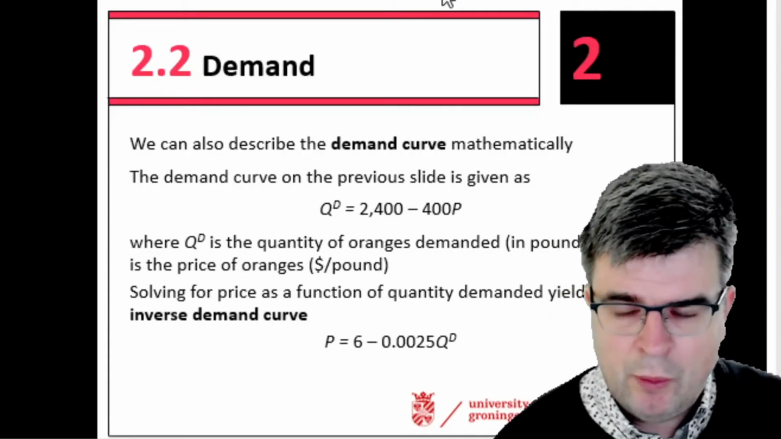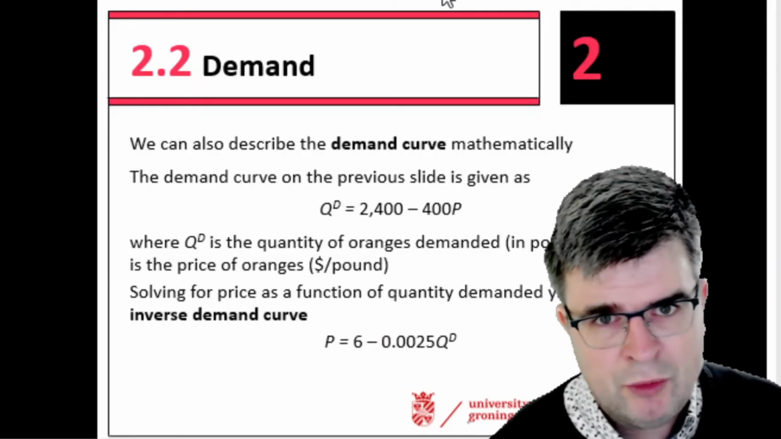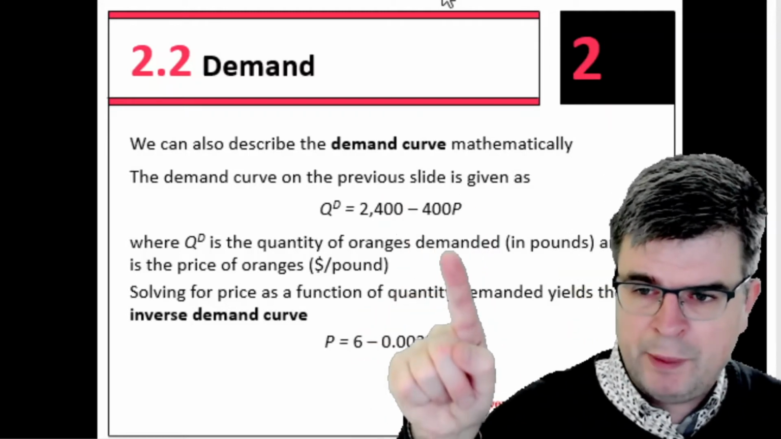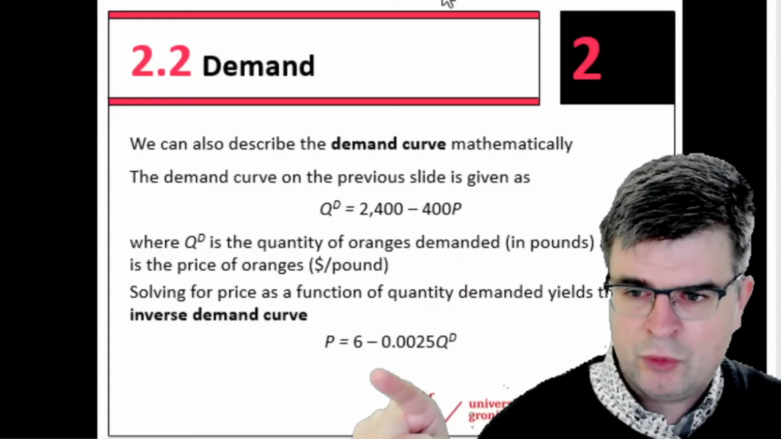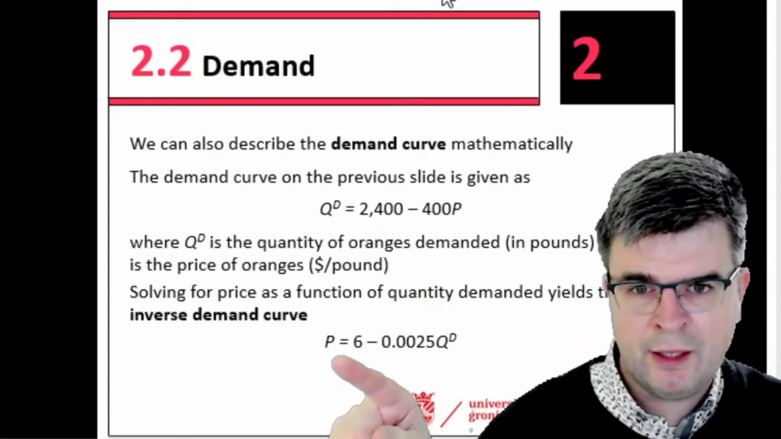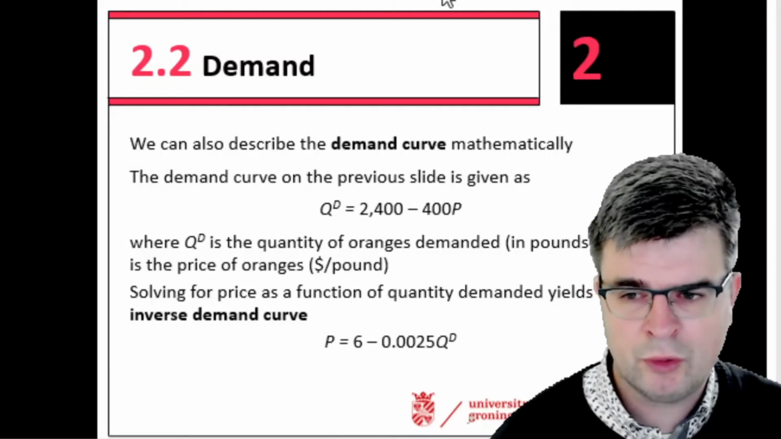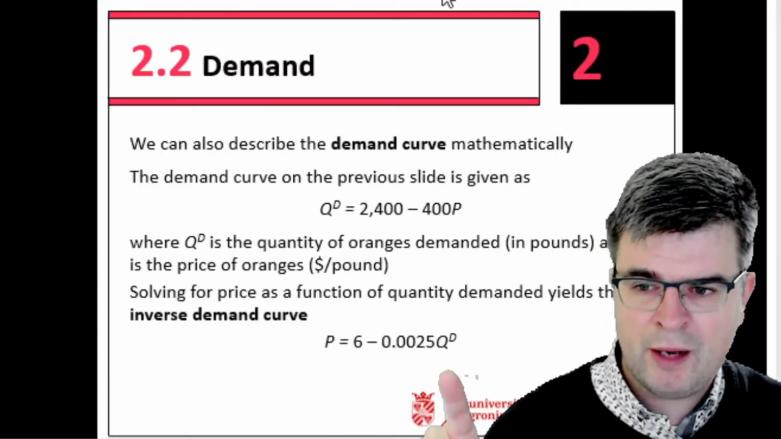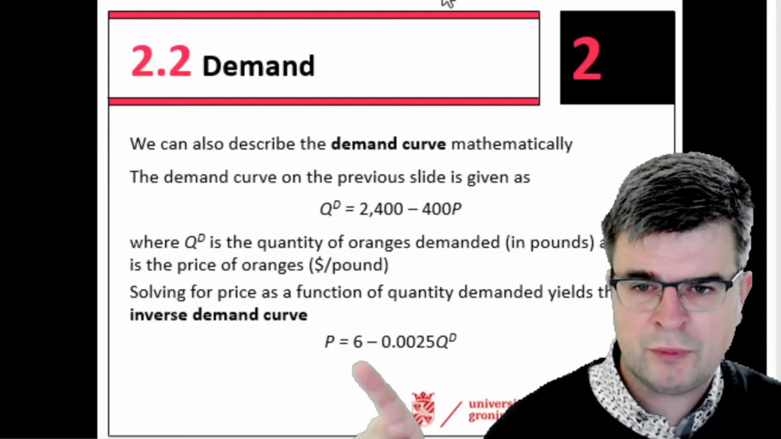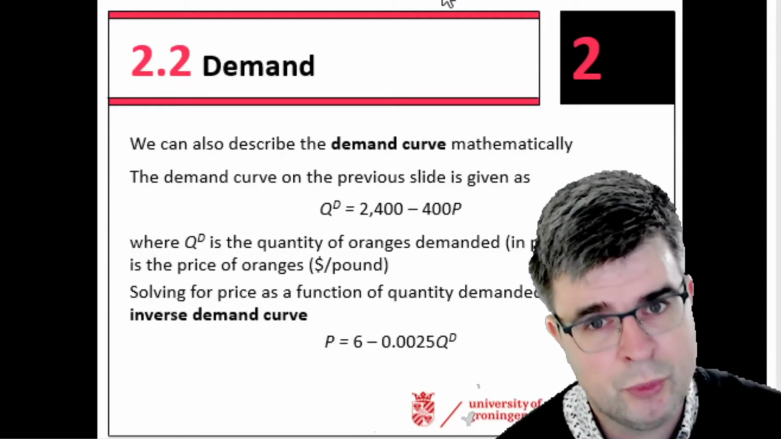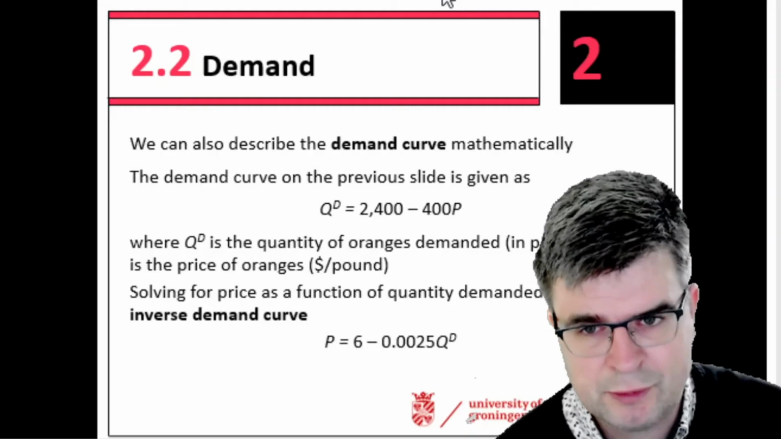And we can write it in the form of the demand curve, but we can also solve this equation for P to have the P at the left-hand side, and then we get what is called the inverse demand curve, which tells you if we have a certain quantity, what is the resulting price. And in this course, we will use both representations.